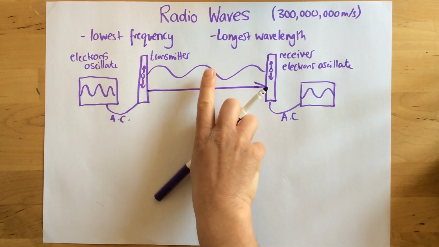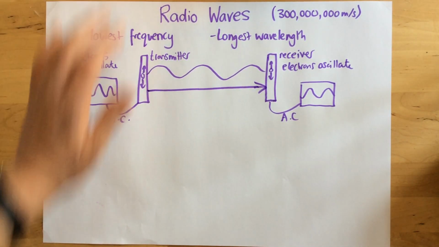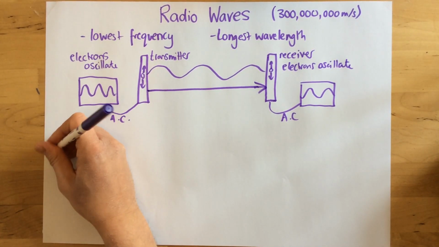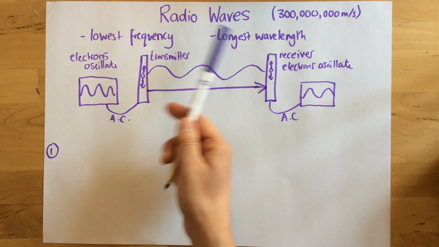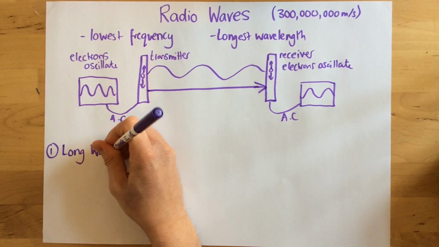And radio waves can actually be transmitted through the body without being absorbed. So what we're going to do now is have a quick look at a few different uses of radio waves. So number one is long wave radio.